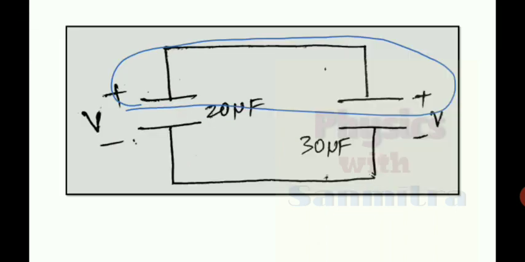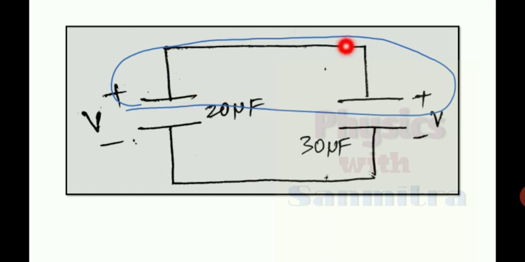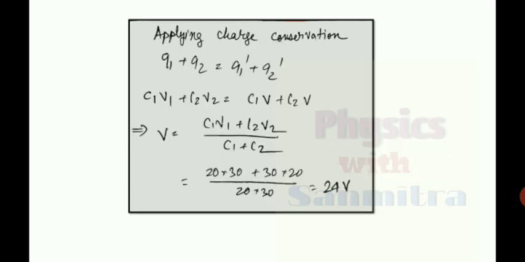Only they are connected. These two plates as a system are isolated, both together. Initially they have charge C1 into V1 and C2 into V2, say plus Q1 and plus Q2. So this whole arrangement will have plus Q1 plus Q2 charge. The distribution may be different, but the charge will remain the same. So I'm applying charge conservation.